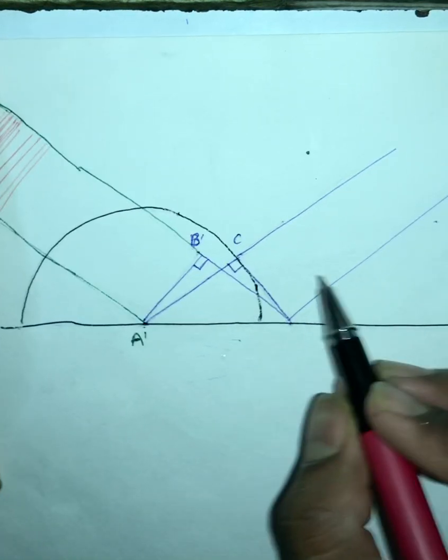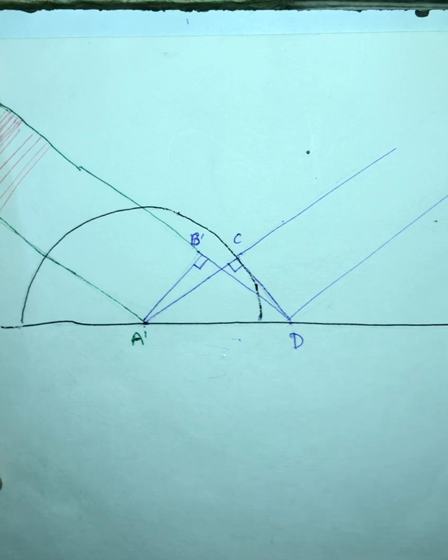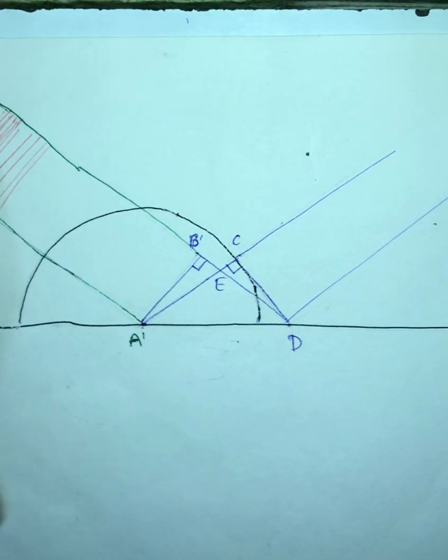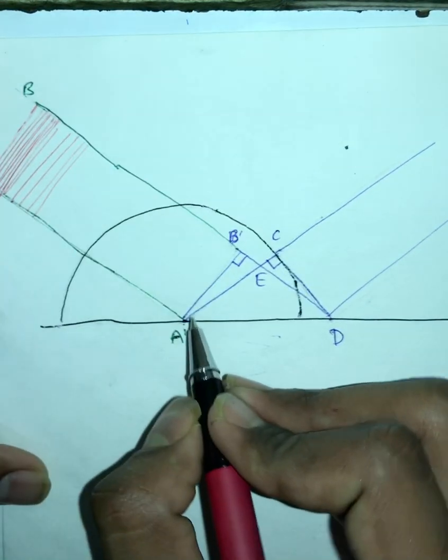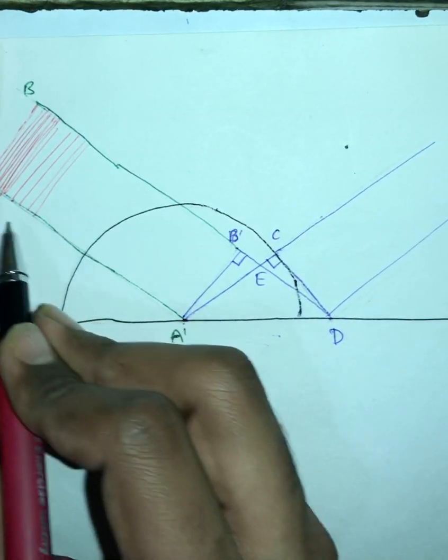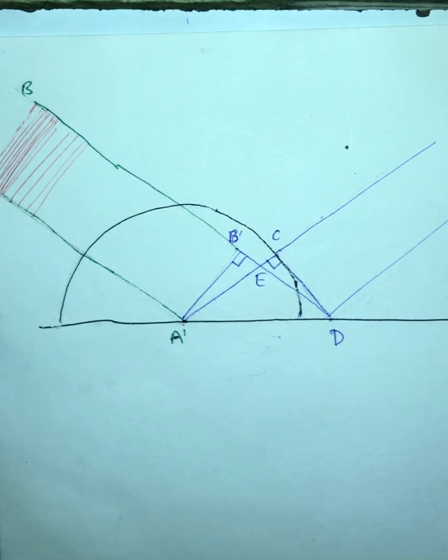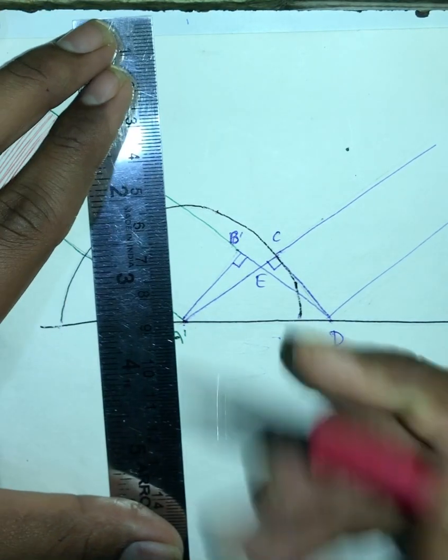So now let's name this point D and this point E. Now what happens is that when ray A hits the reflecting surface, we draw here a normal over here.